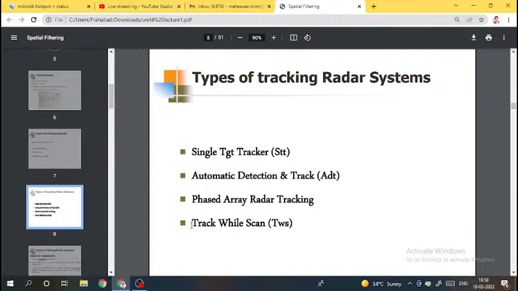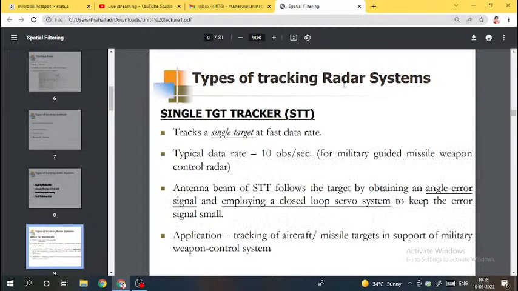The types of tracking radar are: single target tracking radar, automatic detection and tracking radar, phased array radar tracking, and track while scan. These are the different types of tracking. The first one is single target, so it can only detect only one target.